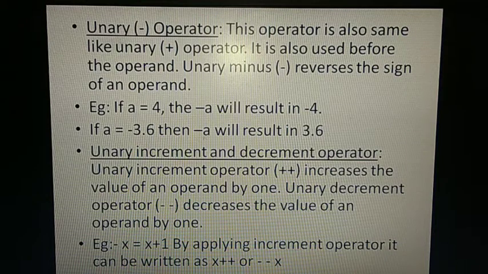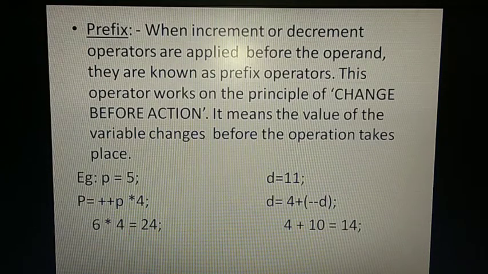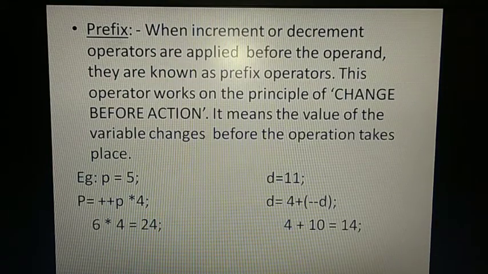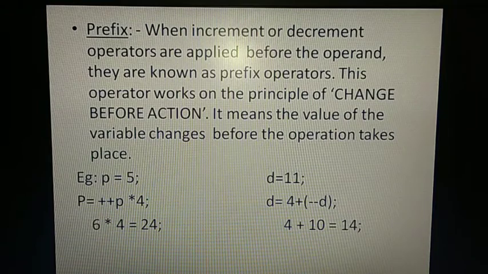Unary increment, that is plus plus, increases the value of an operand by 1, and the unary decrement operator, that is minus minus, decreases the value of an operand by 1. Then I explained the difference between prefix and postfix. In prefix, the increment or decrement operator is applied before the operand. They are called prefix operators.